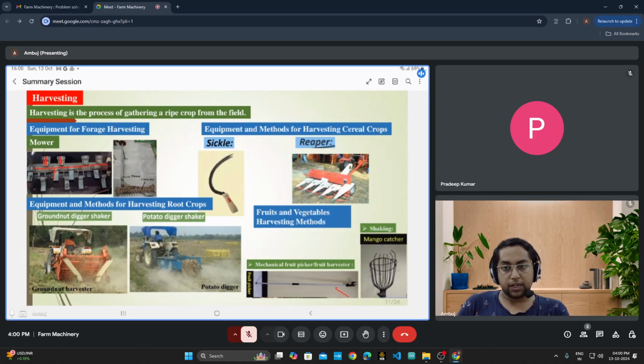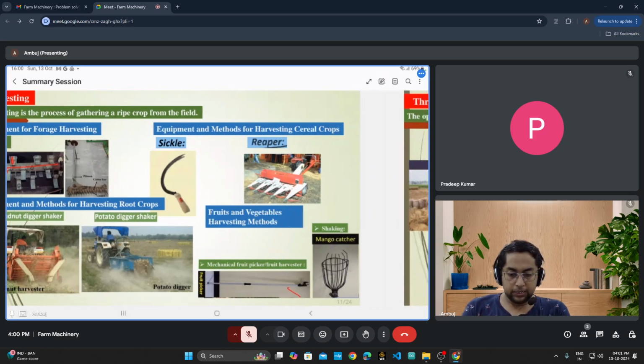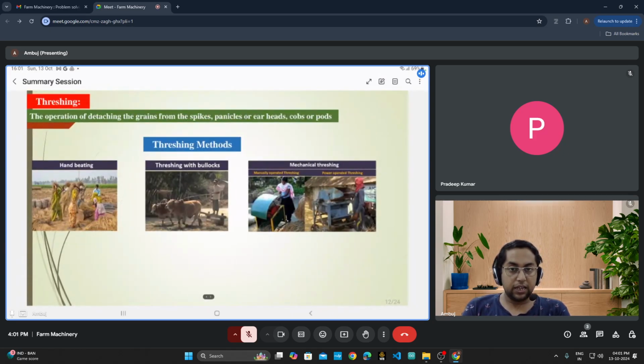Both the digger shaker mechanisms are there for harvesting root crops. Then fruit and vegetable harvesting methods are there. Fruit picker or fruit harvester is there, as well as your shaker or mango catcher. This is regarding harvesting the crops, manually as well as mechanically. Then comes the final operation, which is threshing.